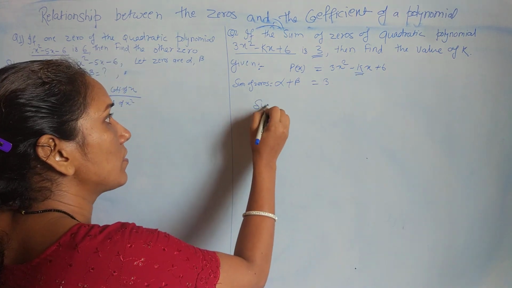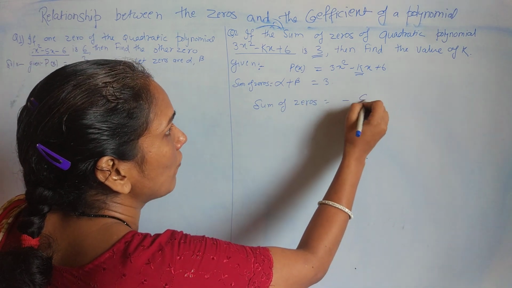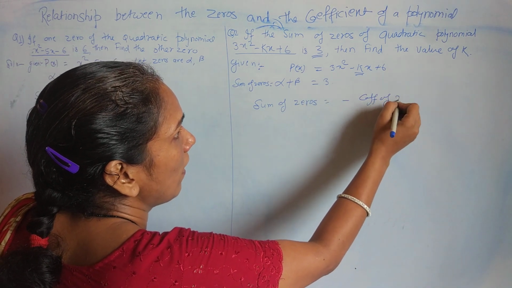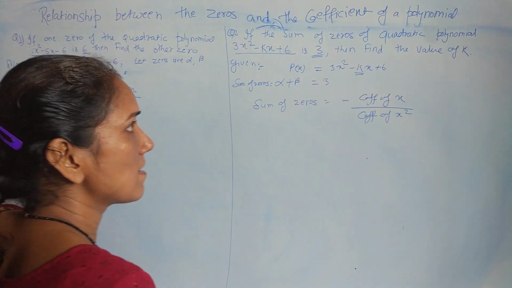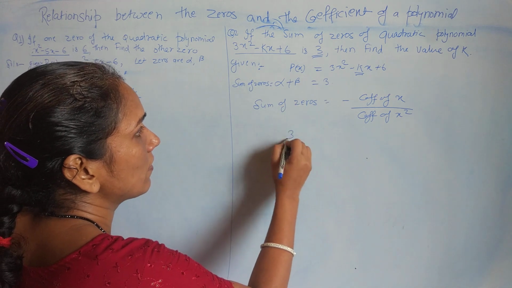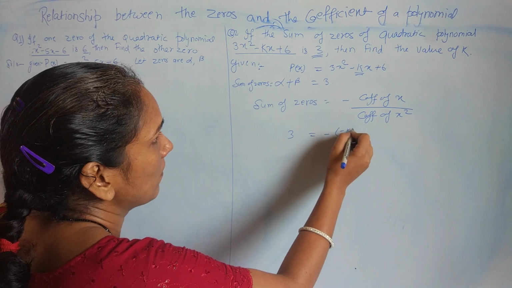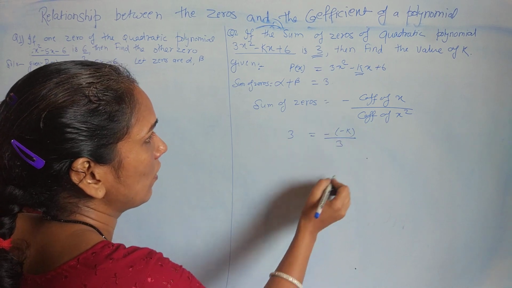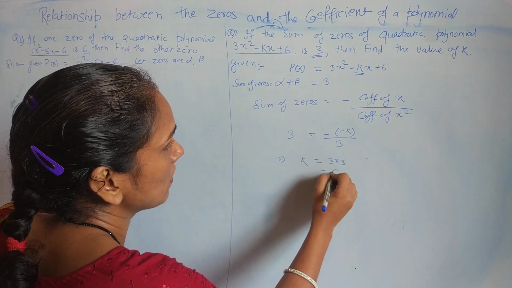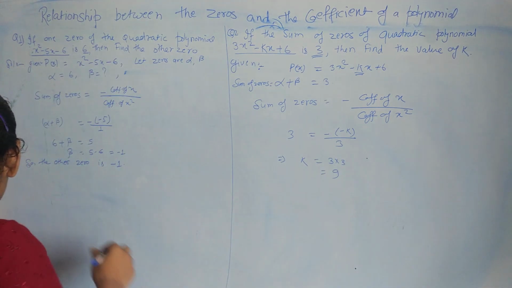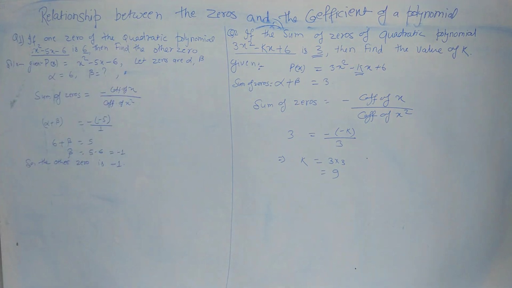So we know the sum of zeros is nothing but minus of coefficient of x by coefficient of x square. The sum is given as 3, which equals minus of minus k, over 3, where coefficient of x is minus k and coefficient of x square is 3. So k is equal to 3 into 3, that is 9. Okay, next questions we can discuss.